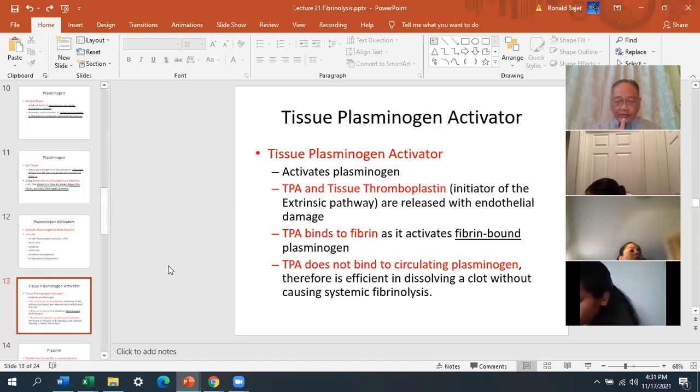Again, the key thing for fibrinolysis is fibrin-bound plasminogen. If plasminogen is bound to fibrin, then fibrinolysis can take place. Okay.